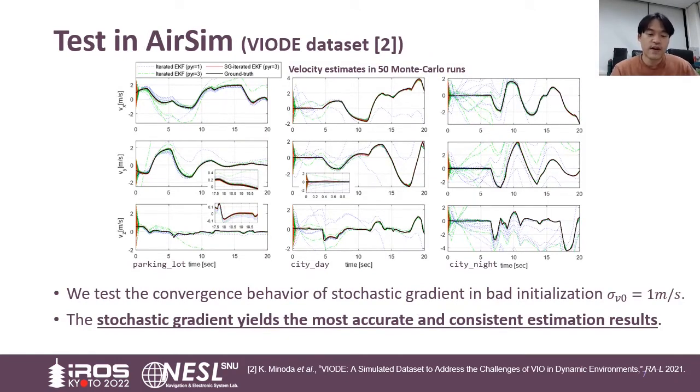To validate the effectiveness of the stochastic gradient, we run a 50-run Monte Carlo simulation with large initial velocity uncertainty, that is, a standard deviation of 1 meter per second. This shows velocity estimates along with the true value of the iterated EKF with and without stochastic gradient and with different image parameter levels. This confirms that the stochastic gradient, colored in red, shows nice convergence behavior yielding the most accurate and consistent estimation results.